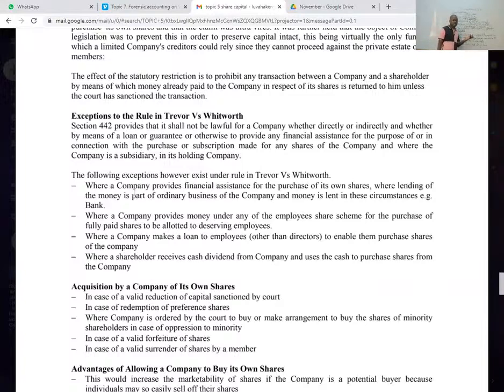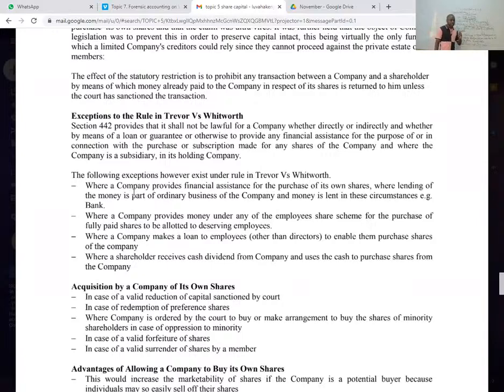Apart from housing allowance, they have another employee scheme, whereby, for example, if you have performed so well, they can give you money, then you buy the shares of the company. You can see they are financing you. So they give you the money, then you end up coming to buy the shares of the company. So under that particular exception, the company can finance.